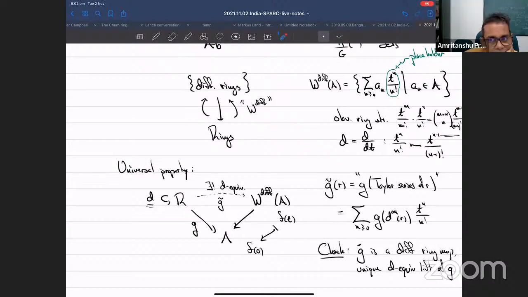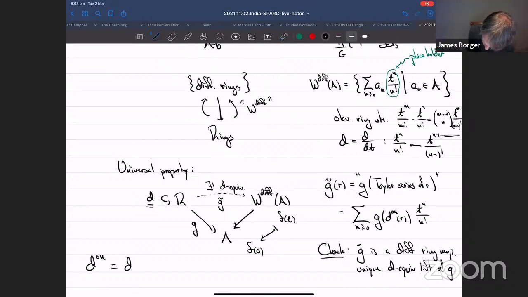I was distracted for a second. What is this D to the n? That is the nth iterate. Yes, thanks for asking. So D circle n is the composite of D with itself n times.